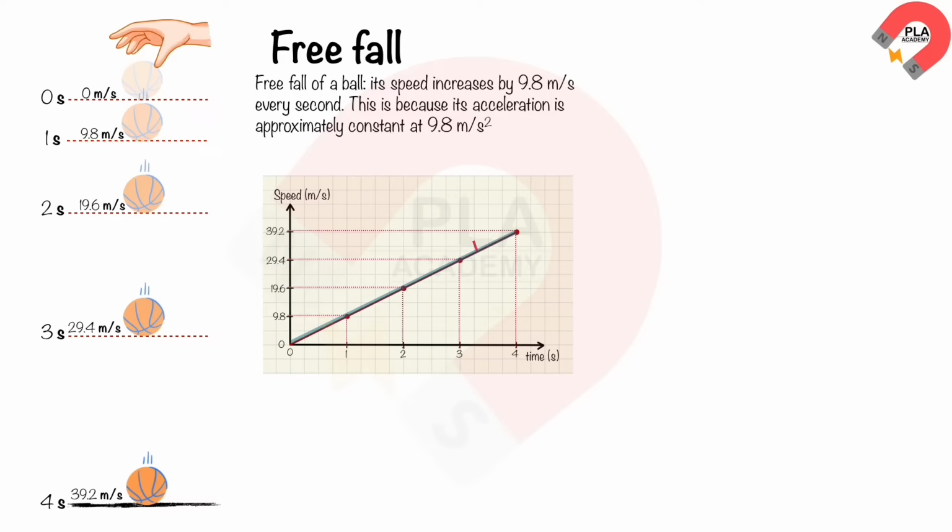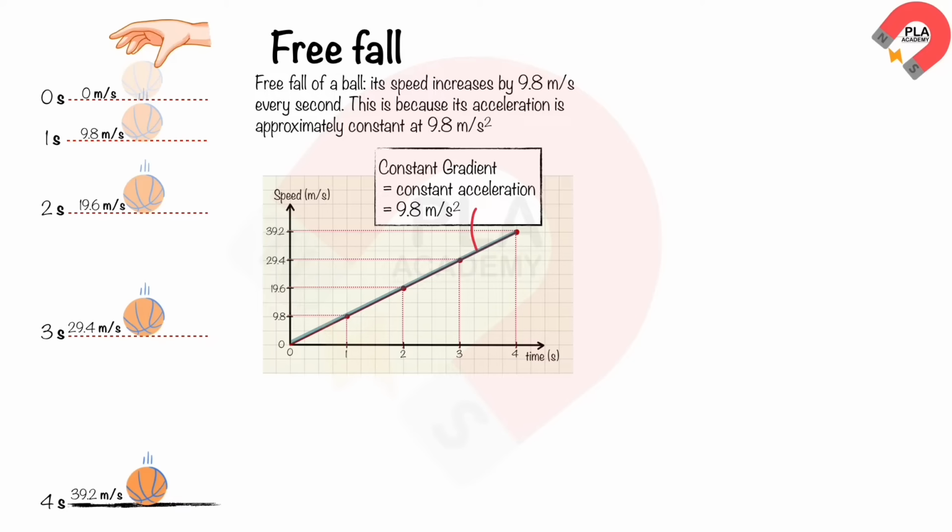The speed-time graph shows that the gradient is constant, which indicates that speed increases with a constant acceleration of 9.8 meters per second squared. We can find the distance moved by the ball from the area under the graph. Distance moved between 0 and 1 second equals 0.5 times 1 times 9.8, which is equal to 4.9 meters.